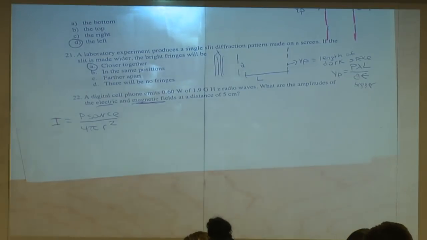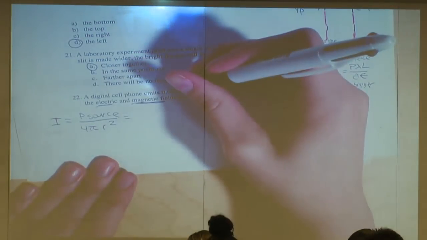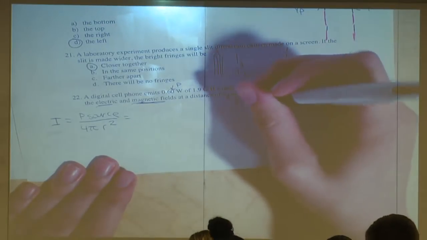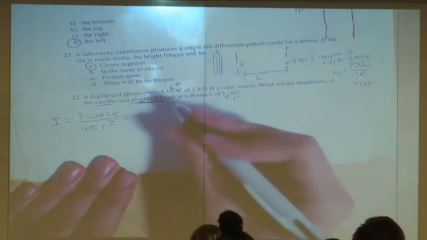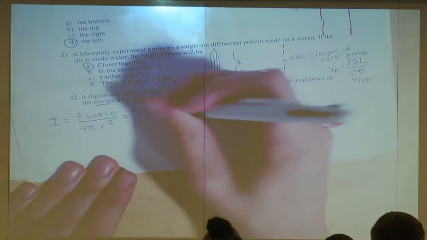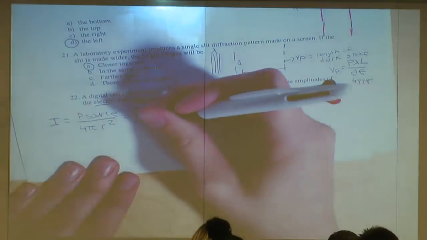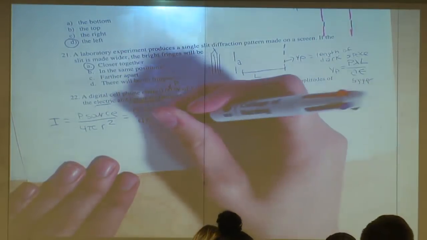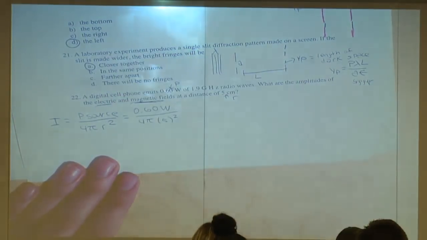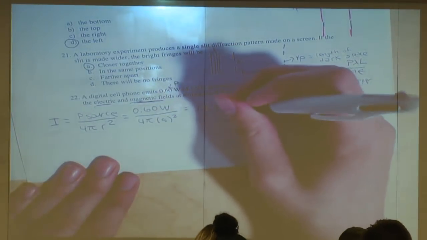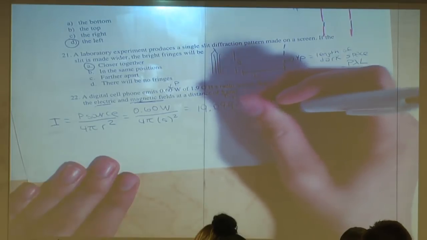So this is P source right here, that's P, and then this is R. So the power is going to be 0.60 watts, and it's going to be over 4 pi and then 5 squared. And then I got 19.099 watts per meter squared.